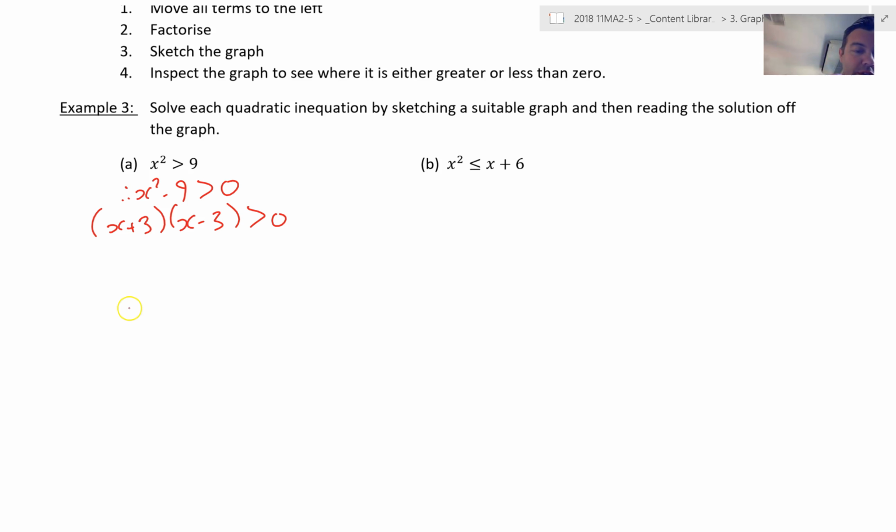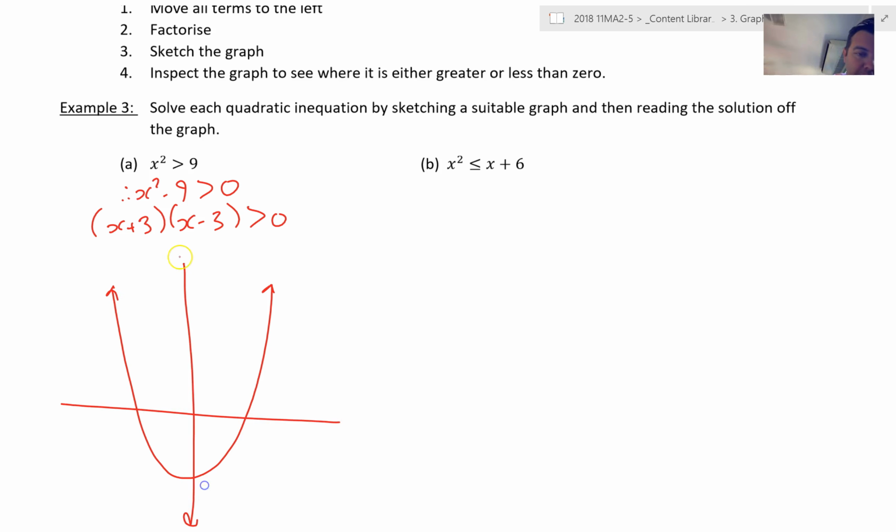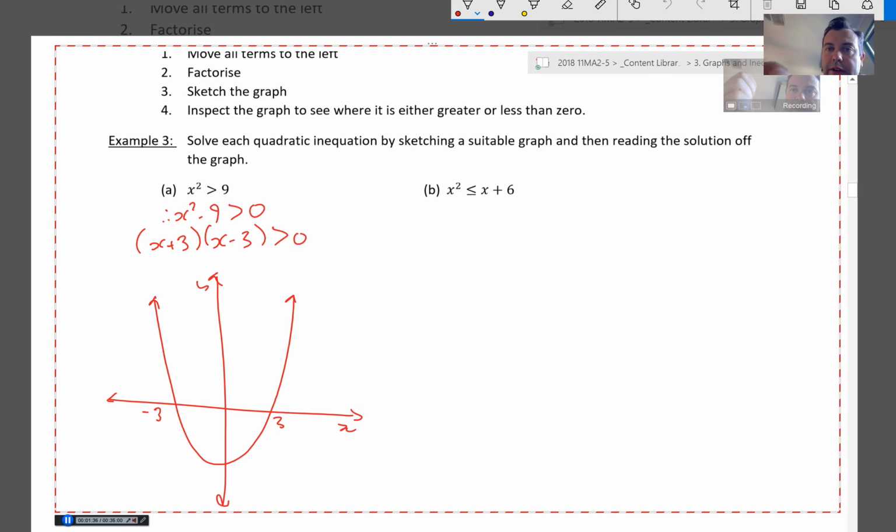Best thing to do, draw your parabola first, because that's a much better looking parabola. And then I know that it is symmetrical like this. X and y, negative 3 and 3. I'm just going to change colour here a little bit.